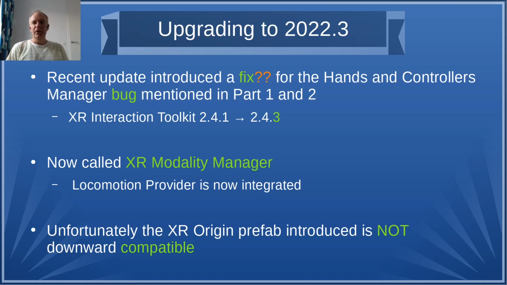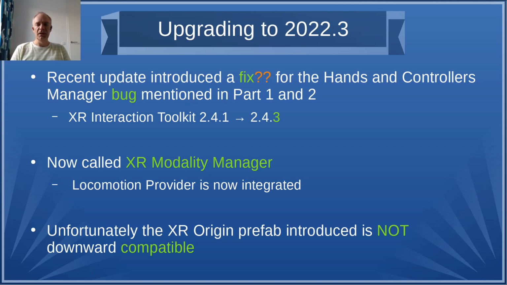So yeah, upgrading to Unity 2022.3. As I said earlier in the introduction, a recent update introduced a fix that's to be seen for the Hands and Controllers Manager bug that I mentioned in part 1 and 2. And so we've now moved from XR Interaction Toolkit 2.4.1 to 2.4.3. And we'll dive into that and see how that looks.